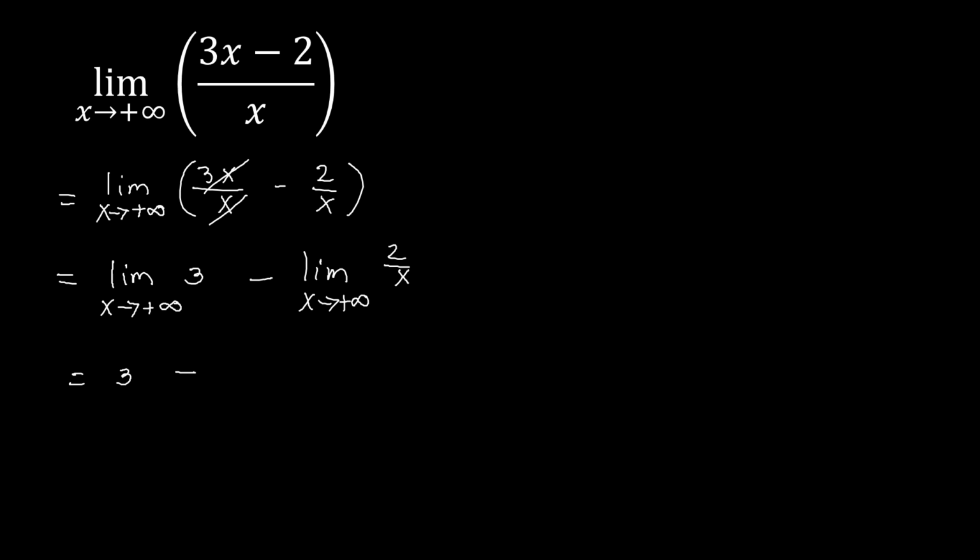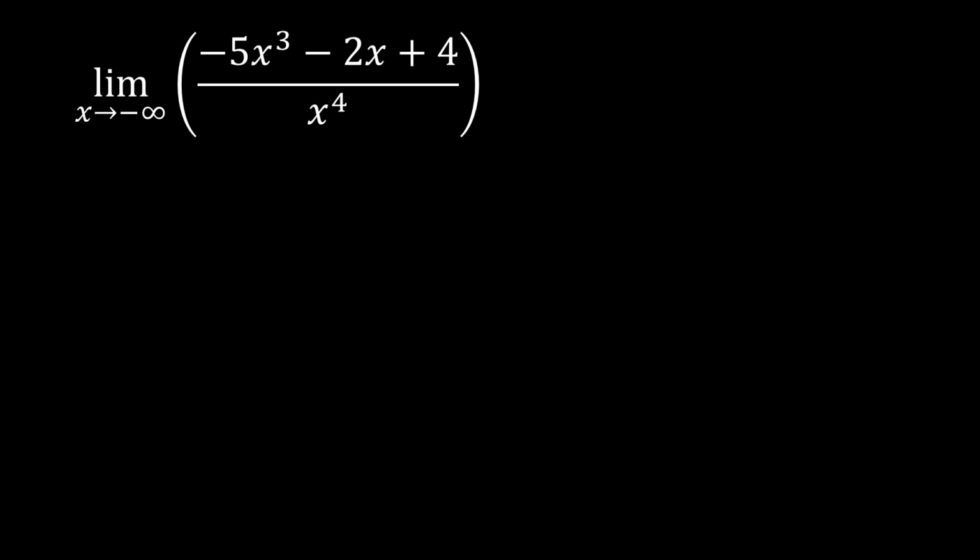And then minus, we've got limit of 2 over x. We can simply get the 2 out because that's a common multiple. And then we are left with limit of 1 over x as x approaches positive infinity. This would lead to a 0. So we have here 3 minus 2 times 0. 2 times 0 is a 0. So this is now equivalent to a 3.